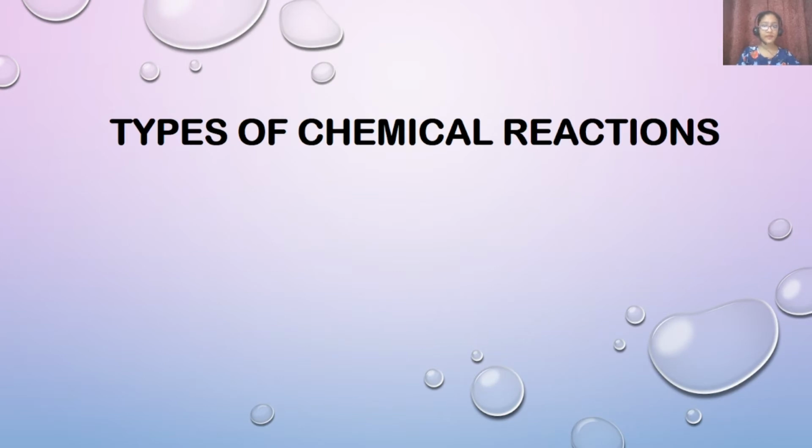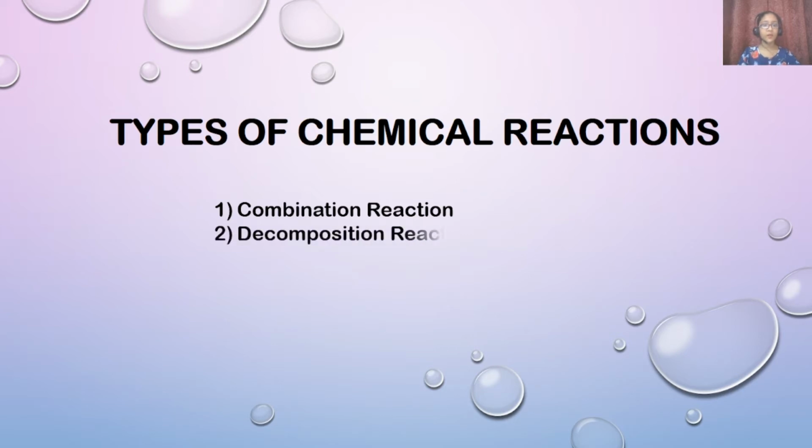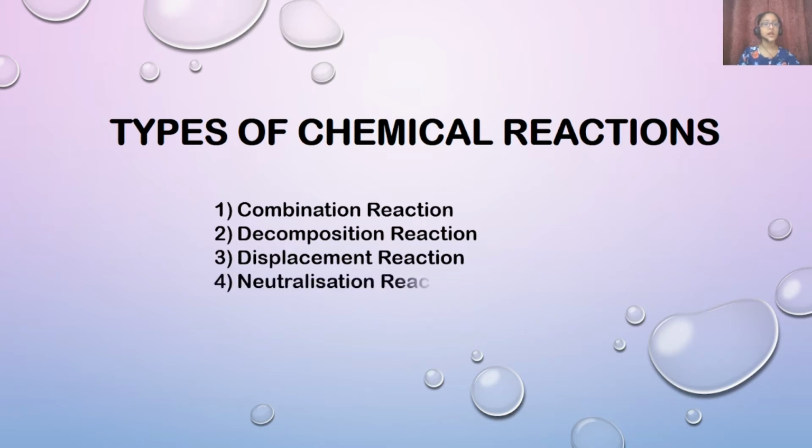Types of chemical reactions. There are four types of chemical reactions. First is combination reaction, second is decomposition reaction, third is displacement reaction, and fourth is neutralization reaction.